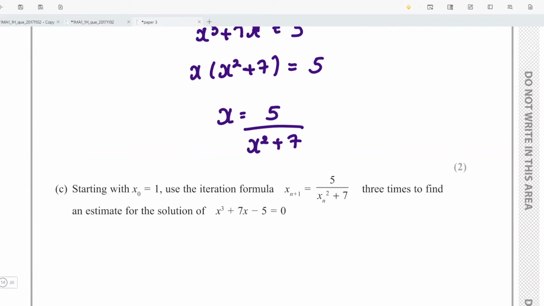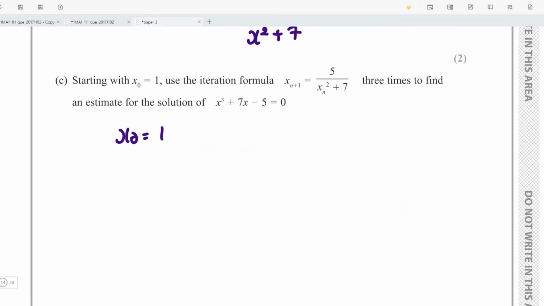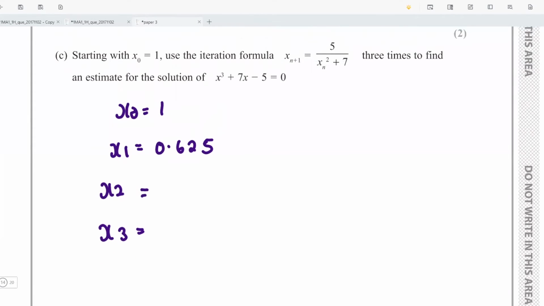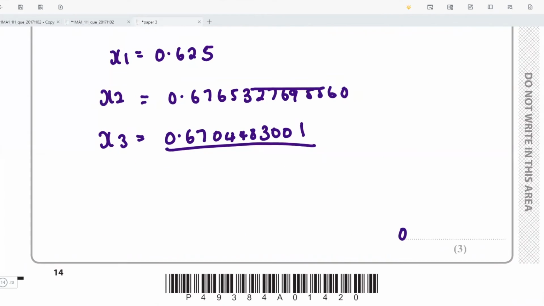Right. So now I've got to find a solution 3 times. So it tells you x0 equals 1. I've got to put 1 in there. So x1, when I put 1 in there, so I've got to do 5 divided by 1 squared plus 7. On my calculator, I get 0.625. x2 and x3. Right, now I've got to put x equals 0.625 in. I end up with 0.6765327695560. And the last one is 0.67044830001. And there we are, that is your final answer. Obviously, there is an answer line, so you would put your last answer in. And there you are.